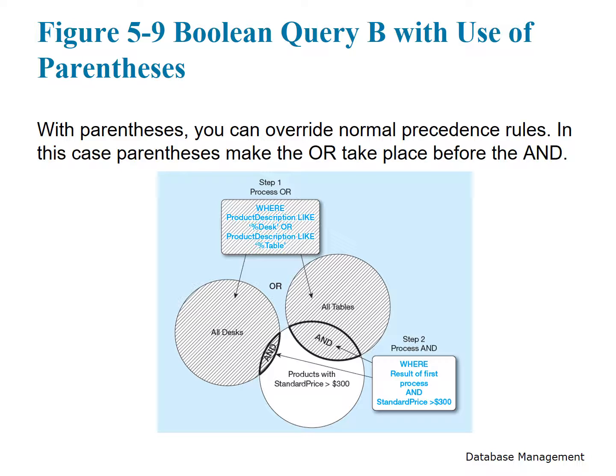With parentheses, you can override the normal precedence rule. In this case, the parentheses make the OR take place before the AND. Step 1, process OR, where product description like '%desk' or product description like '%table'. Step 2, process AND, where the result of the first process AND standard price greater than $300.